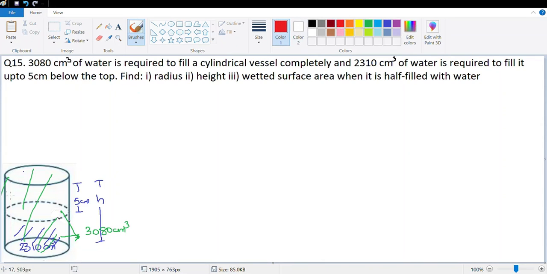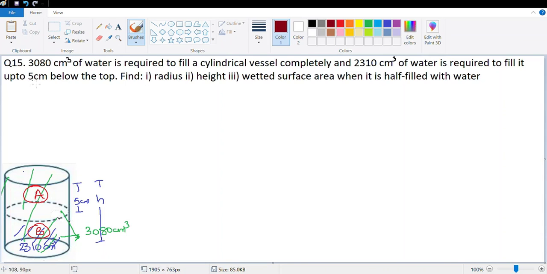Let's say this is part A of my cylinder. This is part B of my cylinder. Both A and B are mini cylinders within the big cylinder. As long as we understand the concept of mini cylinder, this chapter will become much easier. So this is a small cylinder within the big cylinder, and the volume of the smaller cylinder here is 2310.